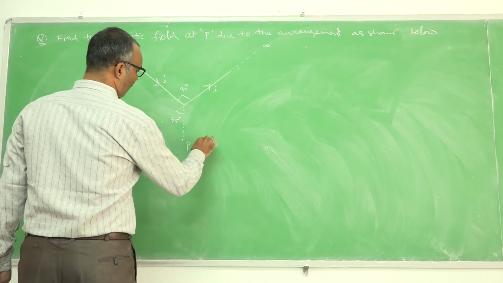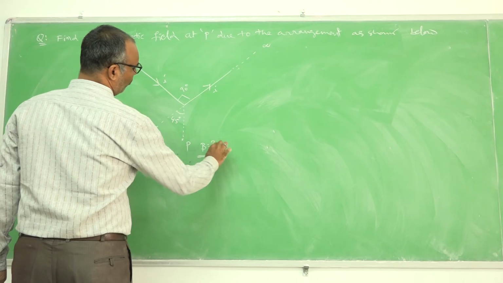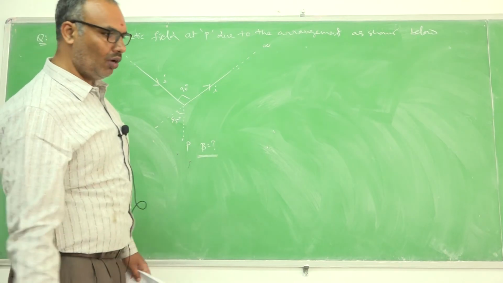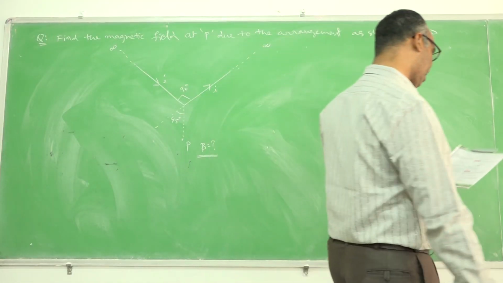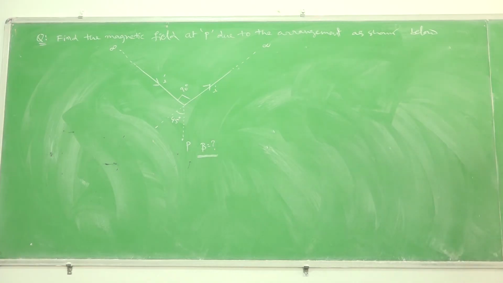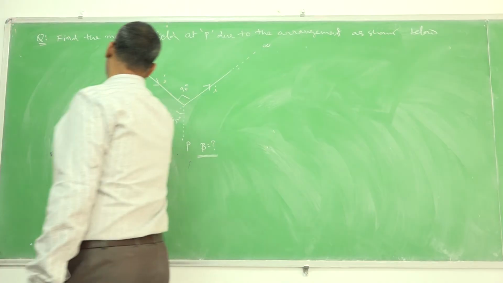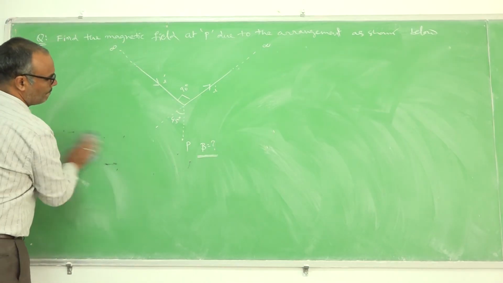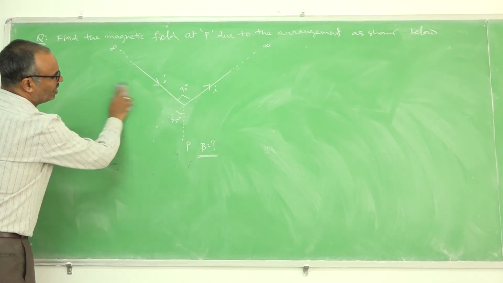The question is to find magnetic field at P. Is it out of the paper or into the paper? And what is the magnitude of the magnetic field at that point? So what is the solution of this question? Try to solve.